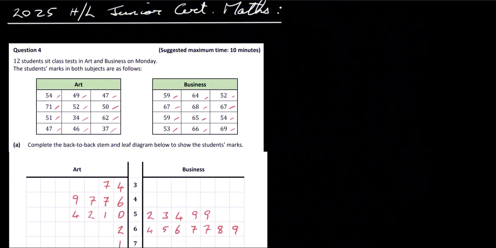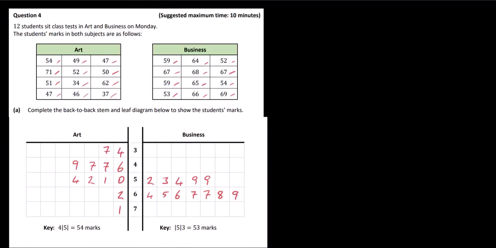Okay, so this is the 2025 Higher Level Junior Cert Maths paper, question 4. 12 students sit class tests in art and business on Monday. The students' marks in both subjects are as follows. First question is to complete the stem and leaf plot below. So I've done that already.